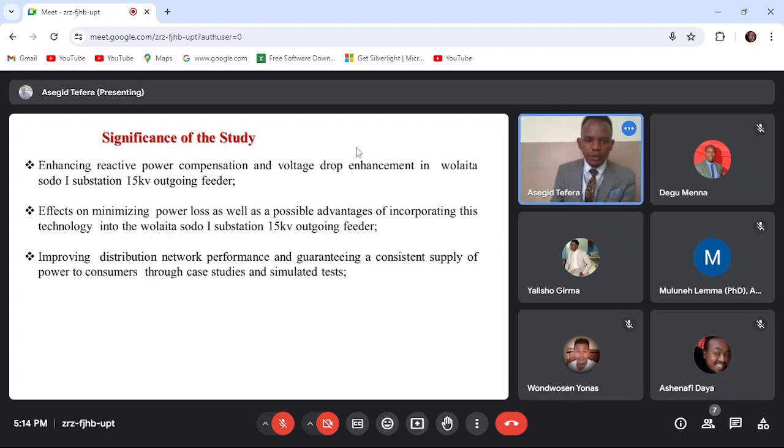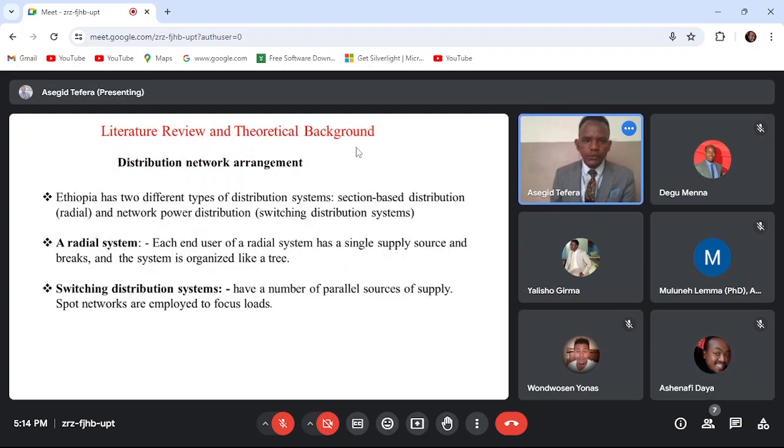in 50 kV. Improving distribution network performance and guaranteeing the consistent supply of power to consumers through case studies and simulation tests. So also we have the literature review and theoretical background. Our literature review and theoretical background contain two parts, the first being the distribution network arrangement.